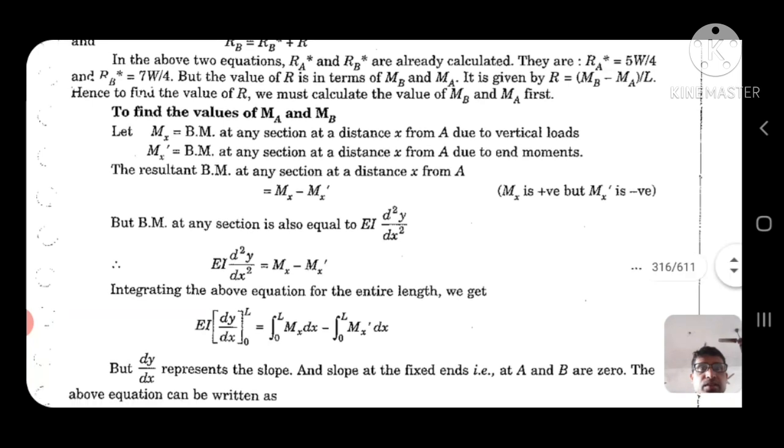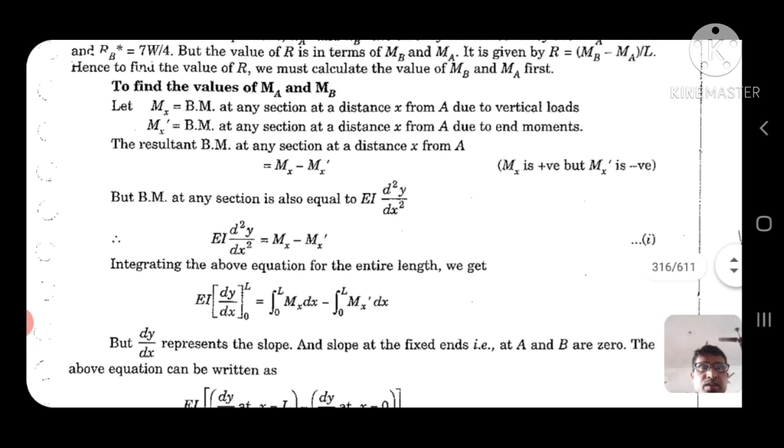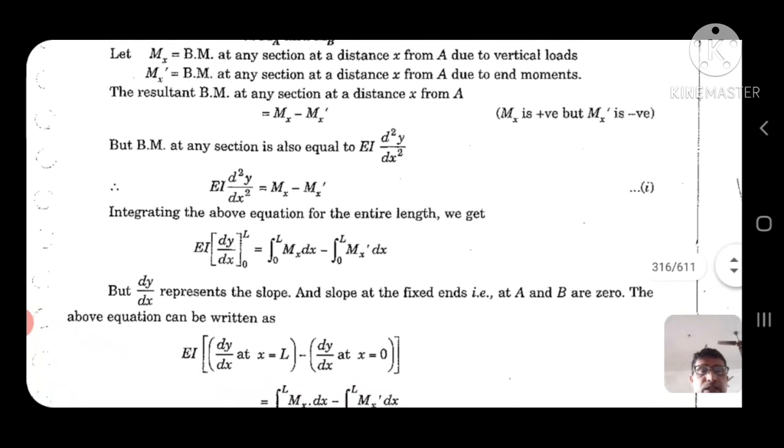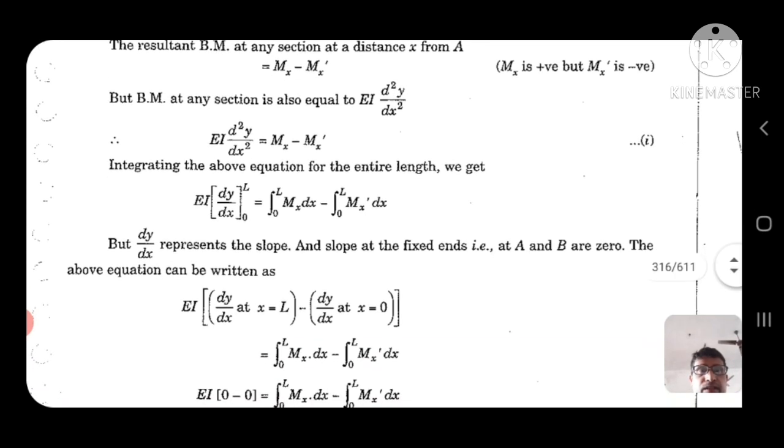Hence, to find the value of R, we must calculate the values MB and MA first. Mx is equal to the bending moment at any section at a distance x from A due to vertical load. Mx star is the bending moment at any section at a distance x from A due to the moments. The resultant bending moment at any section at a distance x from A is Mx minus Mx star. But the bending moment at any section is also equal to EI d square y by dx square. So EI d square y by dx square is equal to Mx minus Mx star.